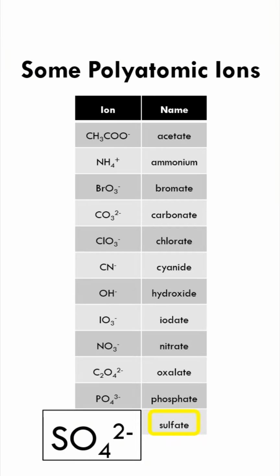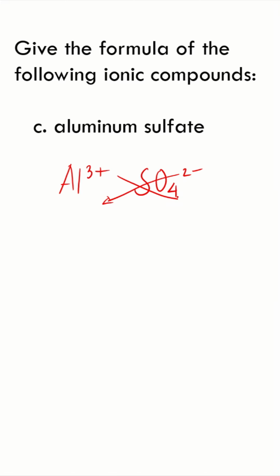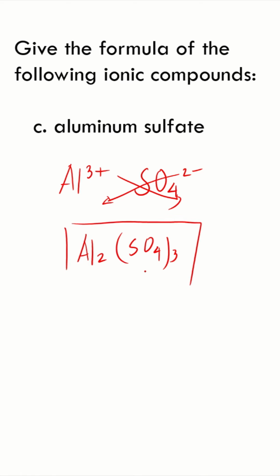To get the formula of aluminum sulfate, we need to get the charge of the sulfate anion from the table of polyatomic ions. Aluminum's charge, on the other hand, may be taken from the periodic table. By crossing their charges, aluminum gets a subscript of 2. Sulfate gets a subscript of 3, but in order for all of its atoms to get the subscript, we write SO4 with brackets like this.